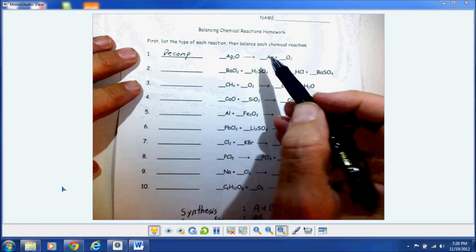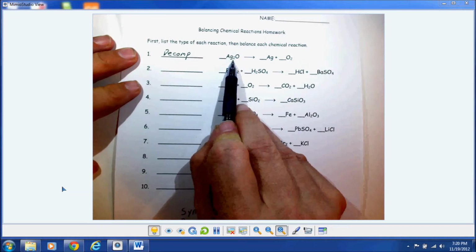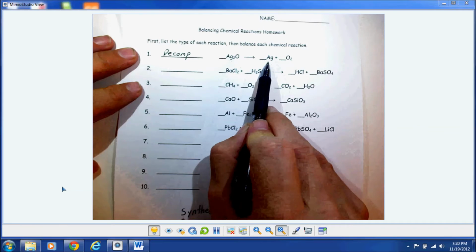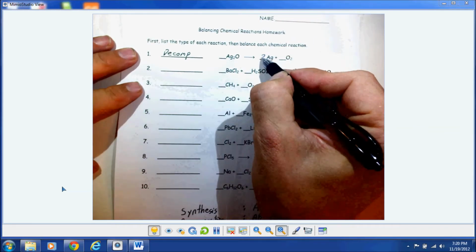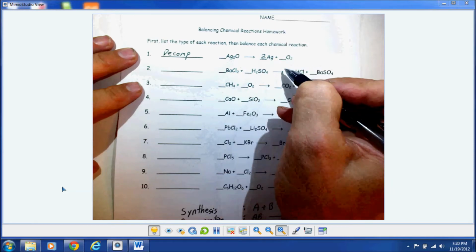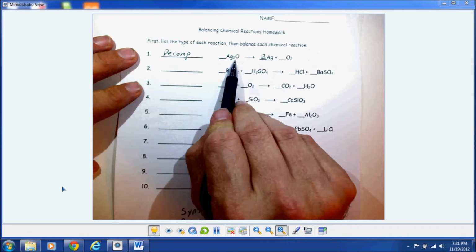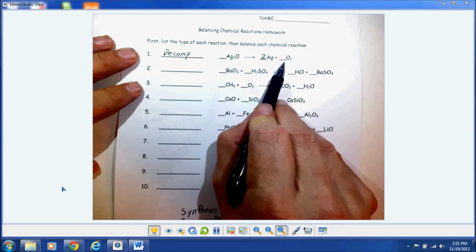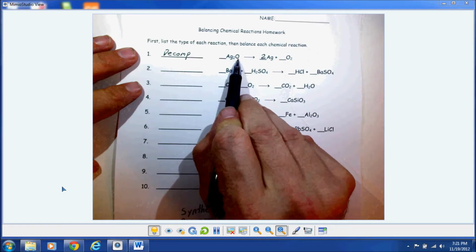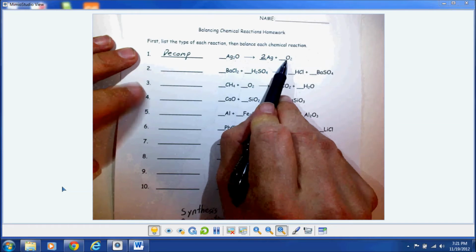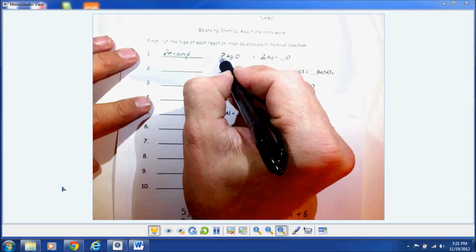Let's take a look at the balancing. Here we have 2 Ags, 2 silver atoms, but only 1 over here. So I would start by putting a 2 in front of this in order to fix that. However, when I try to balance the oxygens, I notice that there's 1 here and there are 2 here. This can almost always be fixed when there's an odd number on one side and an even number on the other, just by doubling this number in front.